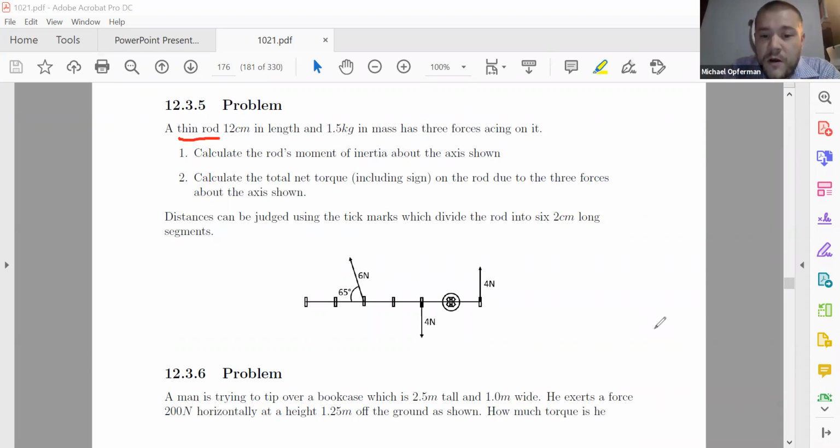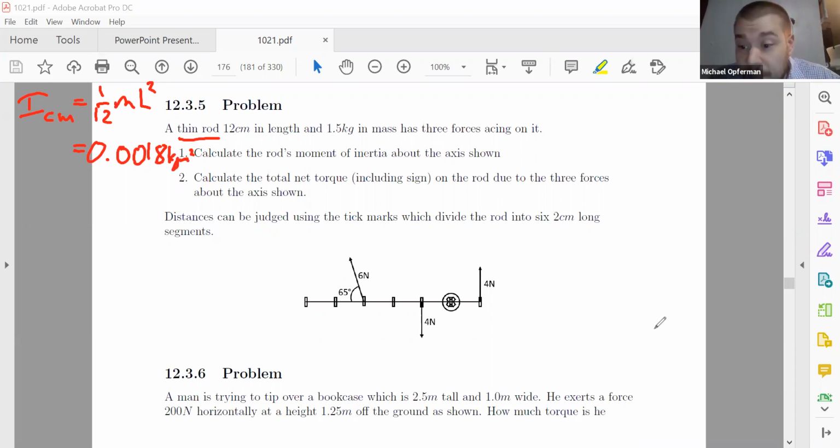The fact that it's a thin rod tells me what my starting point is for a moment of inertia. Namely, you want to go back to your table of moments of inertia, and you'll find that a thin rod has moment of inertia 1/12 ML squared. And if you feel like plugging the numbers in right away, M is 1.5, so we have 1.5 times the length, 12 centimeters, which is 0.12 squared, and then divide the whole thing by 12, and we get 0.0018 kilogram meter squared.